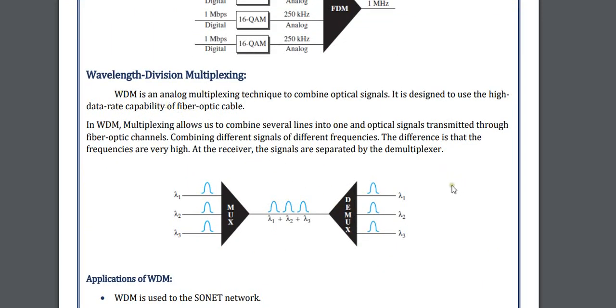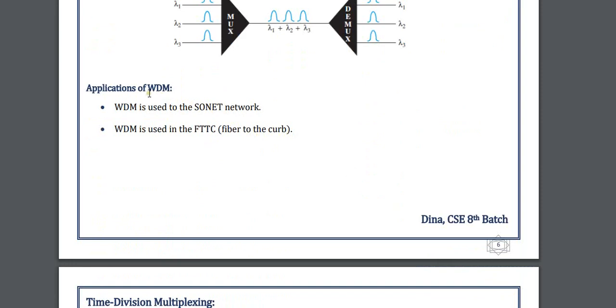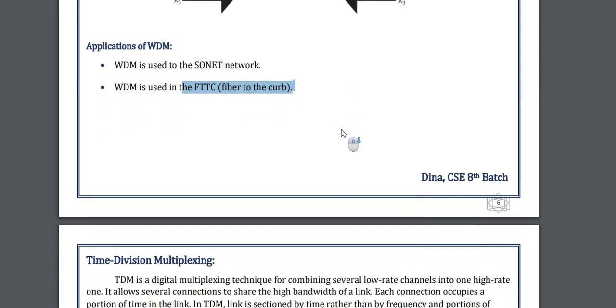Wavelength division multiplexing. Here we have a multiplexer and a demultiplexer. Here lambda 1, lambda 2 and lambda 3 are wavelengths. Those wavelengths are different from each other. After multiplexing, we send those three wavelengths in the same link, but when it reaches the demultiplexer, by the length of their wavelength, it divides them into three parts, which are lambda 1, lambda 2 and lambda 3. That is wavelength division multiplexing. The application of WDM is given as the SONET network and FTTC, which stands for fiber to the curb.